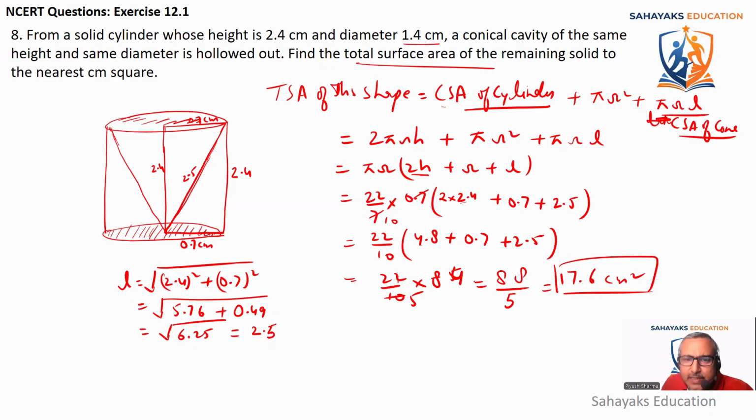Some calculation mistake? Let's check 22 into 8. 22 into 4 is 88. Good. 88 divided by 5 is 17.6 centimeter square. Okay, let it be. Okay, so coming to the next question.